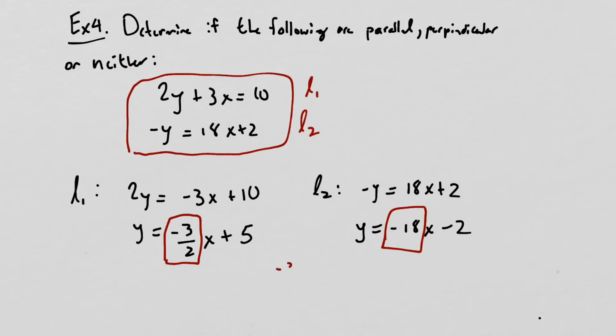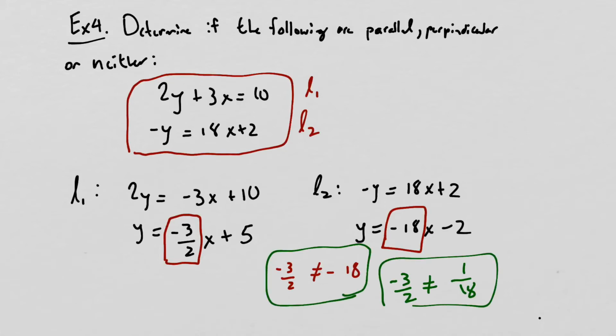We see that negative 3 divided by 2 is not equal to negative 18, so these lines are not parallel. And if we look at the negative reciprocal of negative 3 divided by 2, this is not equal to the negative reciprocal of 1 divided by 18. So these lines are neither parallel nor perpendicular.